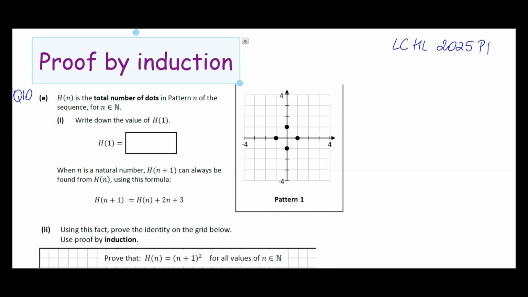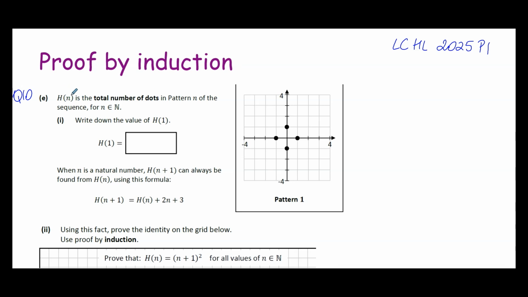Proof by induction. I have to be honest with you, it is one of the most boring proofs for me. But anyway, we need to know them.